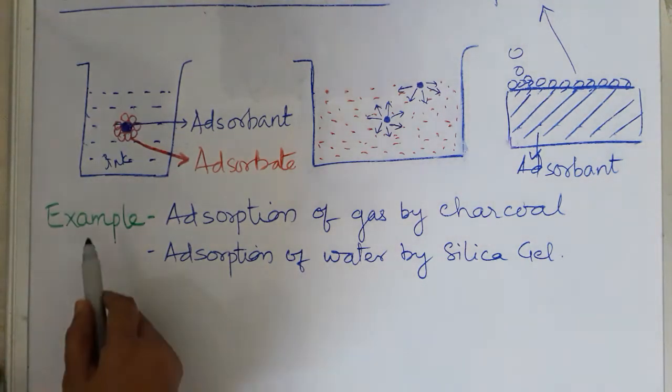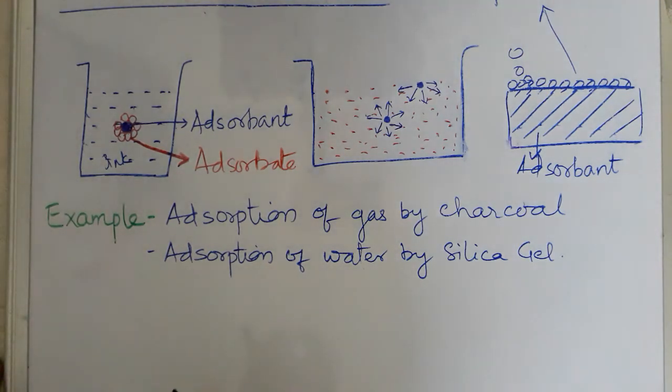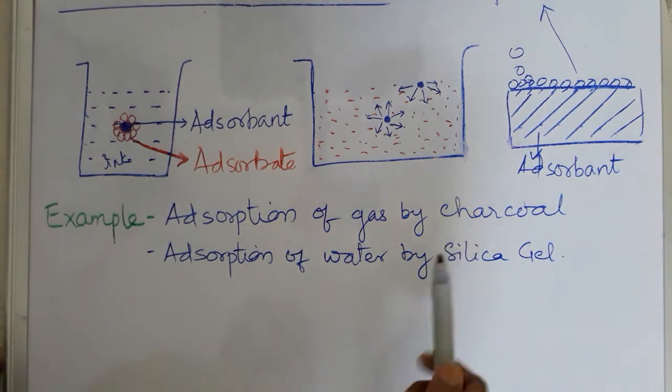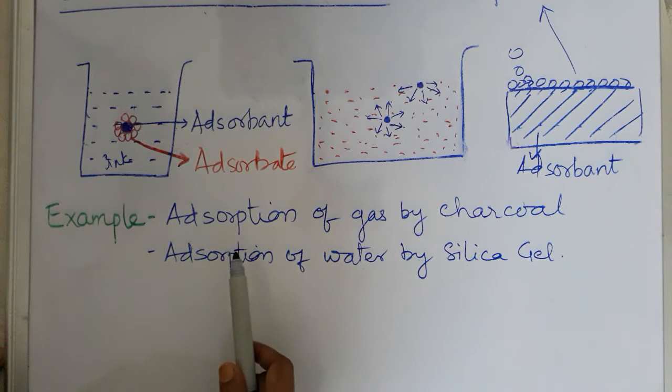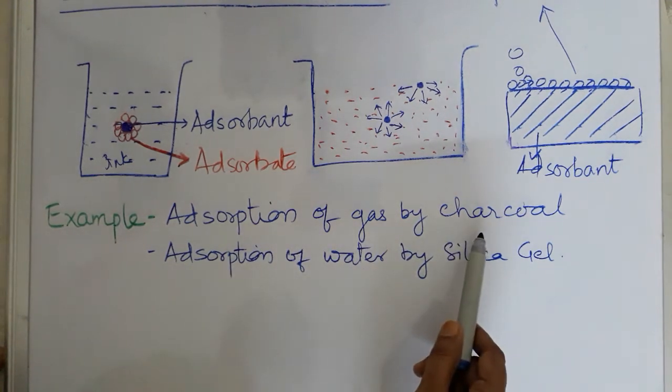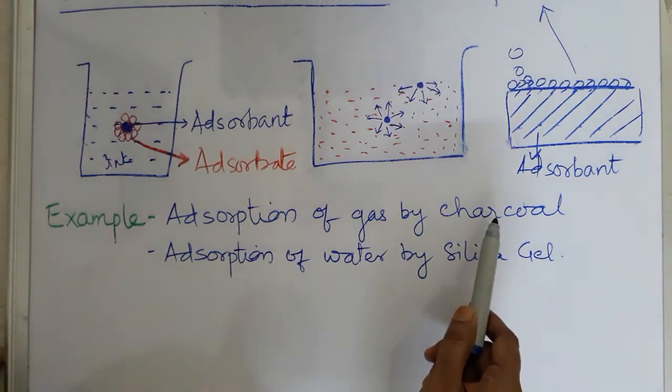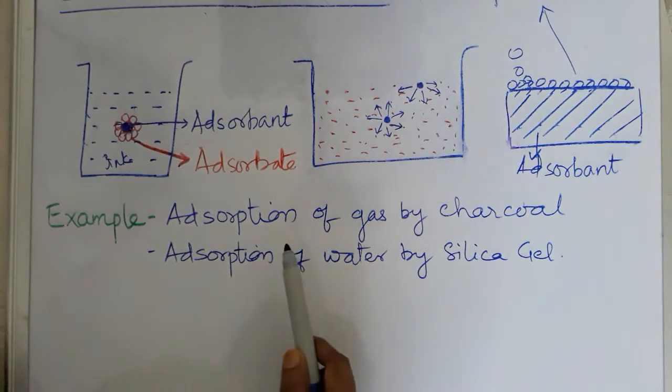Now let us see some more examples of adsorption. In gas masks, activated charcoal is present, and those gas masks are used by workers working in coal mines, or by traffic policemen. It adsorbs the poisonous gases. So this activated charcoal acts as an adsorbent and adsorbs the poisonous gases. So that is one example of adsorption.